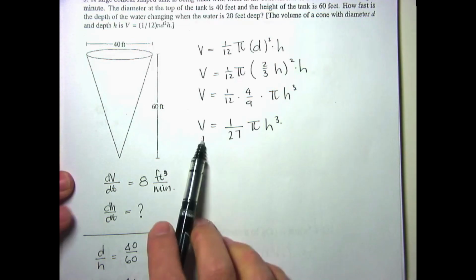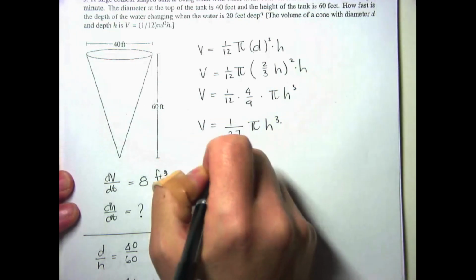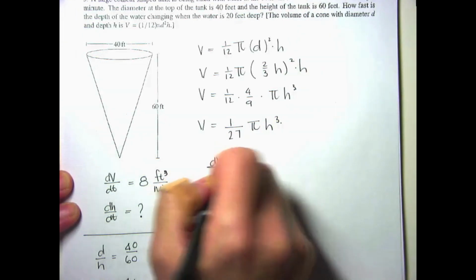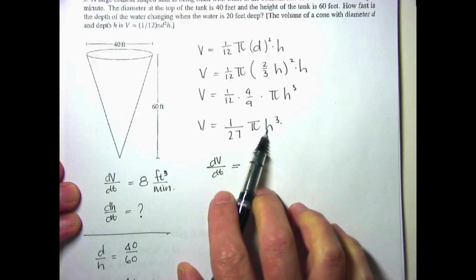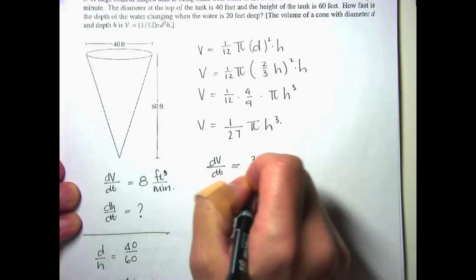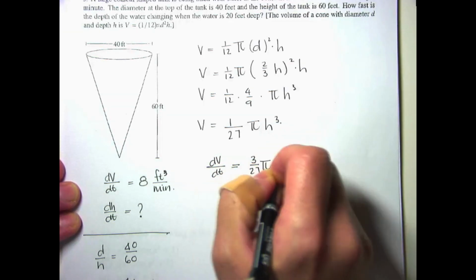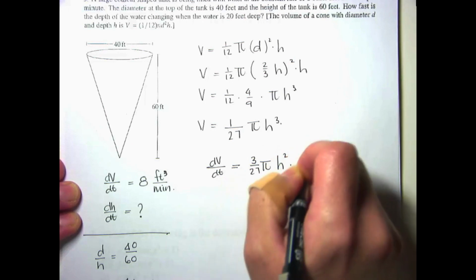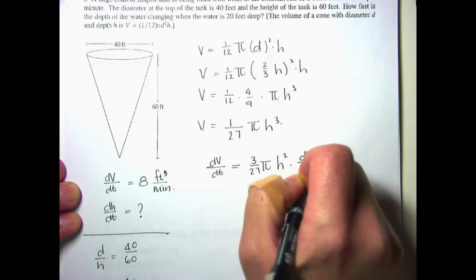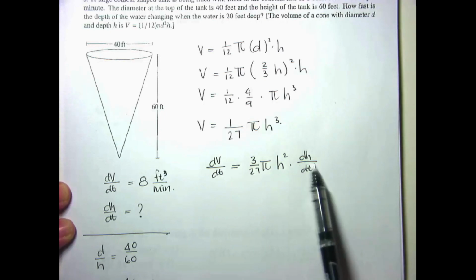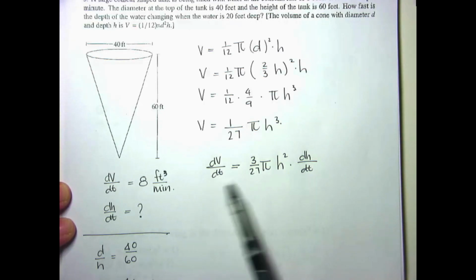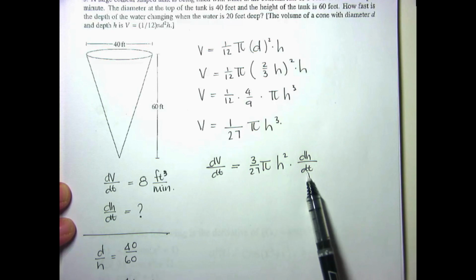All right, so the derivative of v will be equal to dV/dt. This is equal to, derivative of h will be 3 over 27 pi times h squared times dh/dt. All right, so since I'm solving for dh/dt, if at this point in time you want to plug in everything that you know and then solve for dh/dt, absolutely fine. I like to solve for dh/dt first.